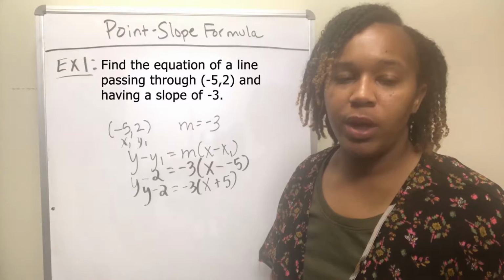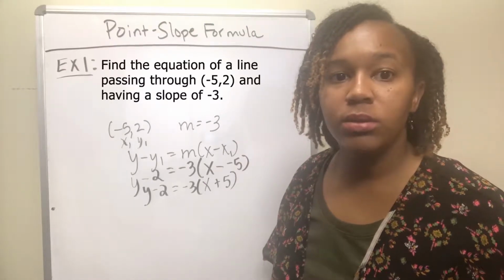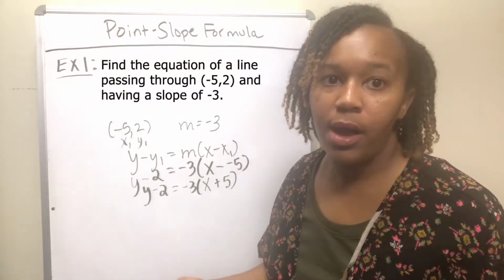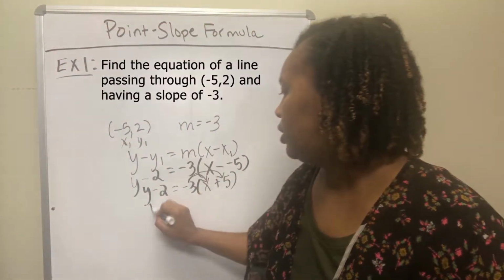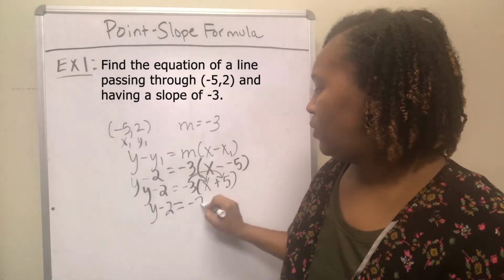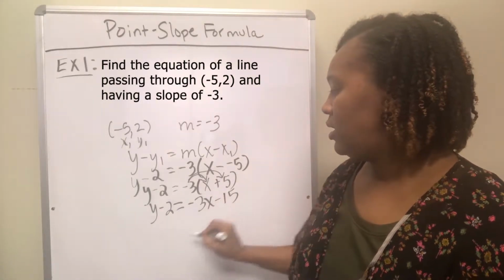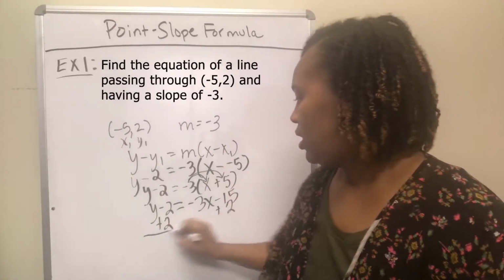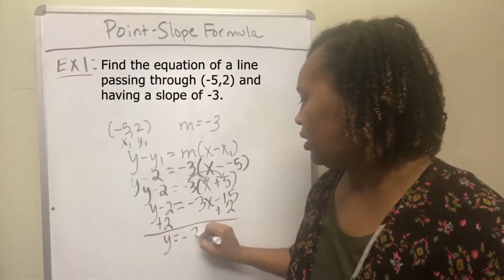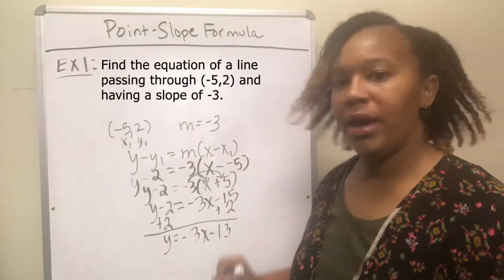And you typically want to write your equation in slope-intercept form. So what you want to do is solve for y. So you want to simplify this by distributing the negative 3 to both terms. You get y minus 2 equal negative 3x minus 15. And then to get y by itself, you need to add the 2 to both sides. And you get y is equal to negative 3x minus 13.